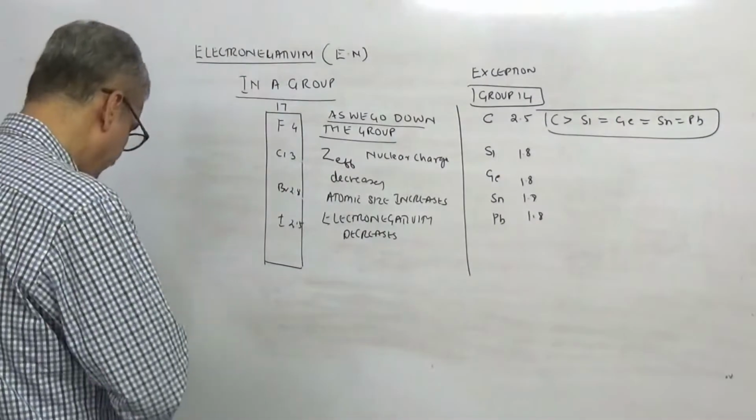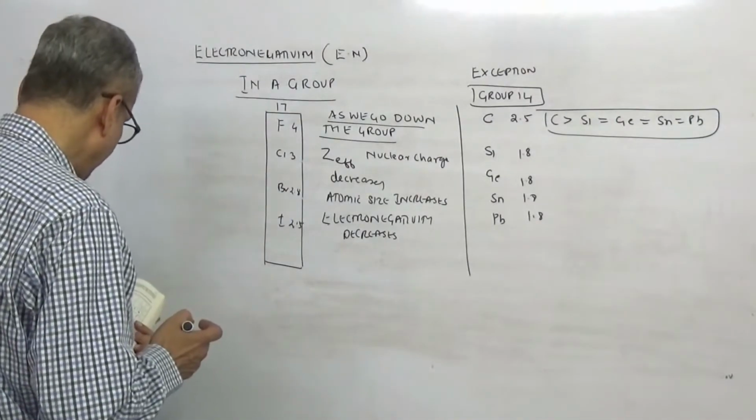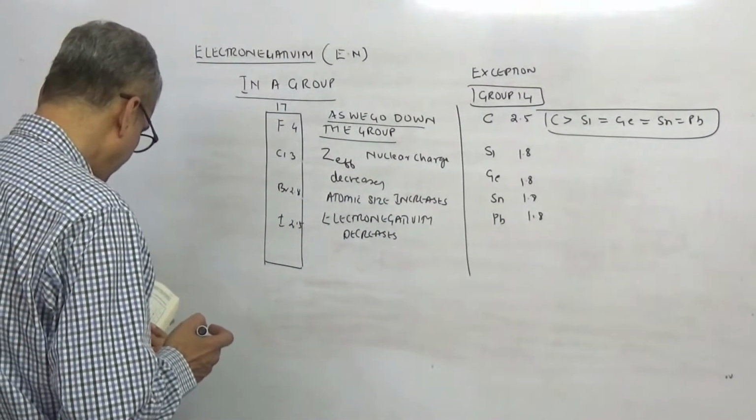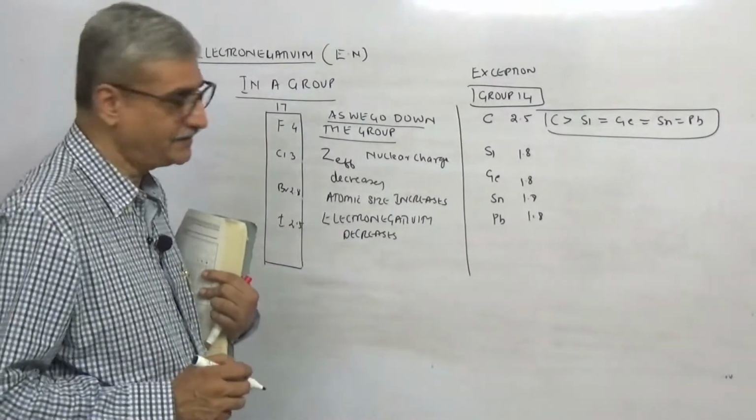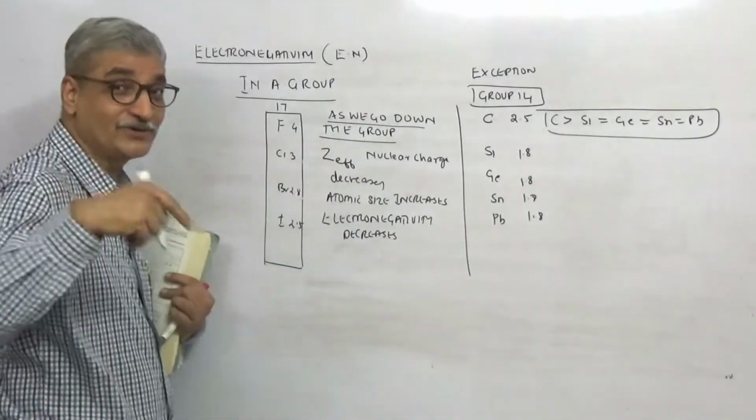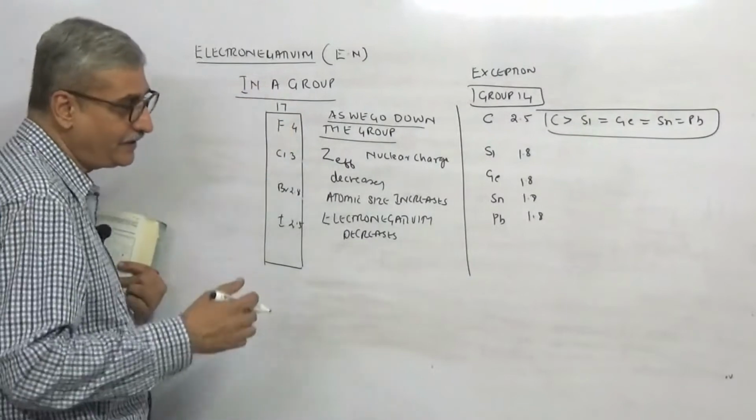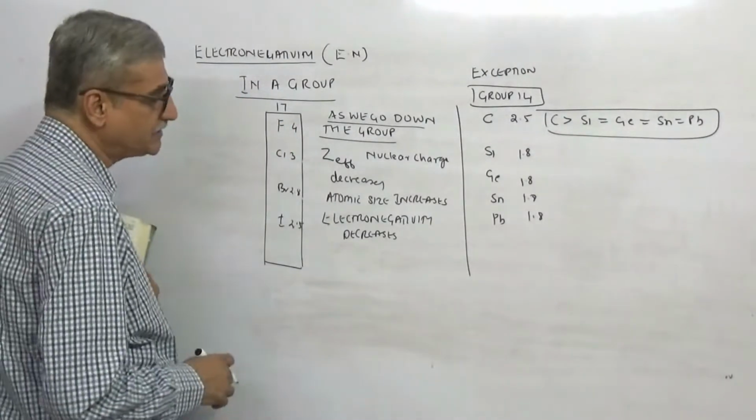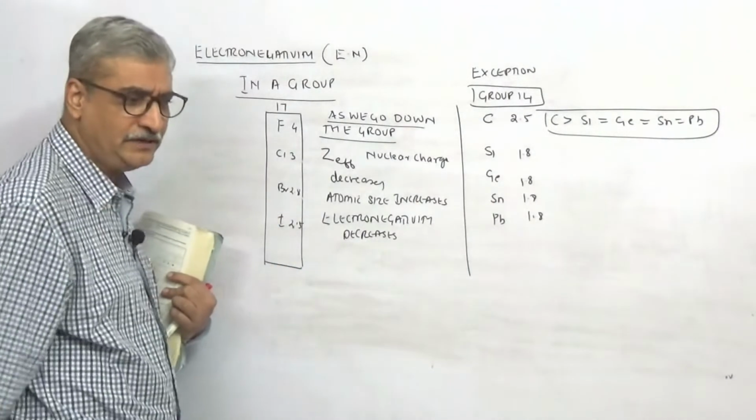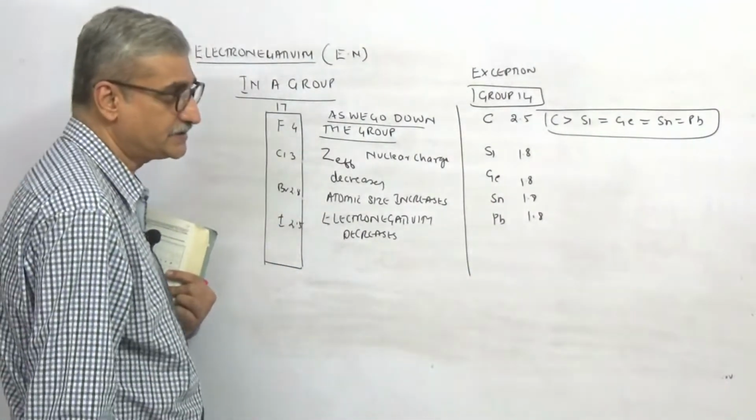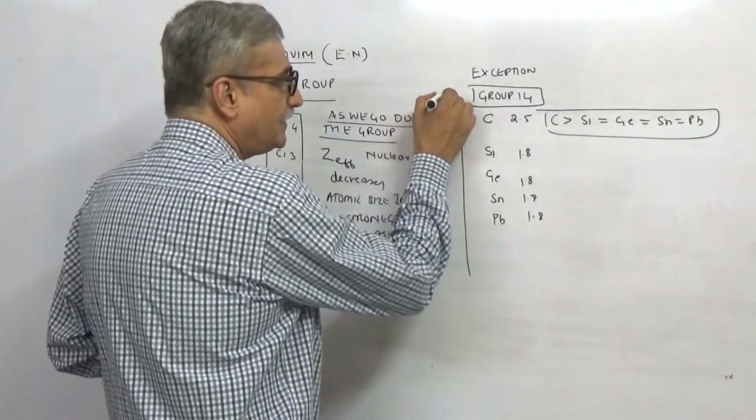Then we have gallium. So we have aluminium, gallium, indium. Now we said that as we go down the group, let us look at the opposite situation. What is it? We said that as we go down the group, electronegativity value decreases. So this is the first exception.